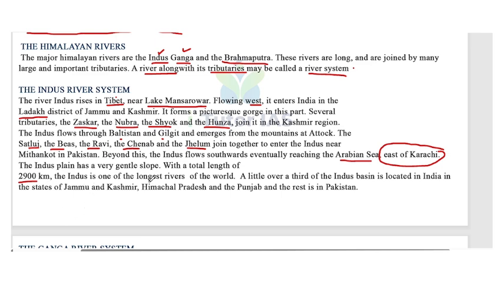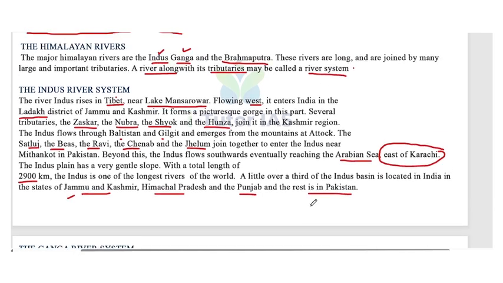The Indus is one of the longest rivers of the world. A little over a third of the Indus basin is located in India, in the states of Jammu and Kashmir, Himachal Pradesh, Punjab, and the rest is in Pakistan. So only in India, the Indus can be seen in Jammu and Kashmir, Himachal Pradesh, and Punjab, and the rest of the part is in Pakistan. So that's about the Indus river system.